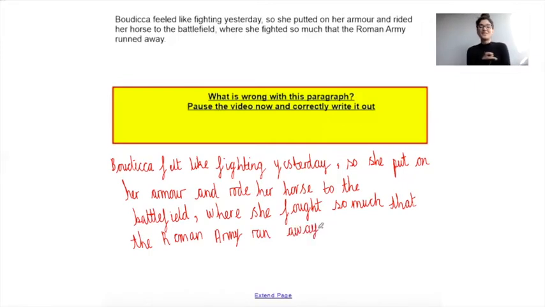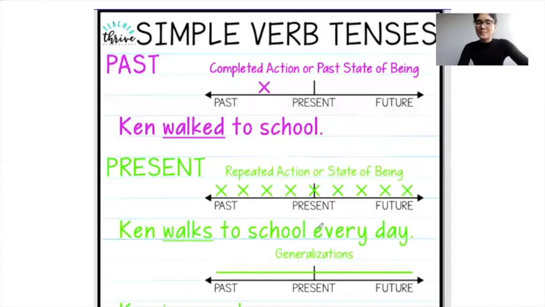Full stop. So the correct sentence then looks like this. Boudica felt like fighting yesterday, so she put on her armour and rode her horse to the battlefield, where she fought so much that the Roman army ran away. Notice how in the whole sentence I have written in the same exact tense. I have written in the past tense. So when you're writing your sentences, make sure that they are in the same tense. You don't change your tense halfway through the sentence.